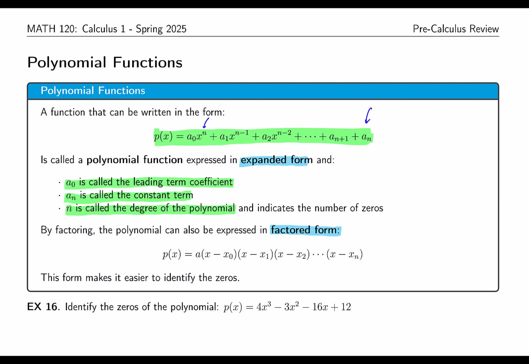But if it is in factored form, it's easy to work with algebraically and makes it easier to identify the zeros. So in this factored form, these numbers right here are the zeros of the polynomial. So if you need to find the zeros or the solutions, it's very easy to do so.